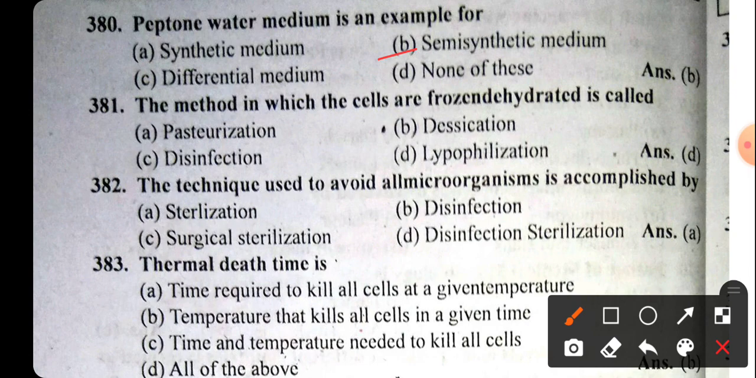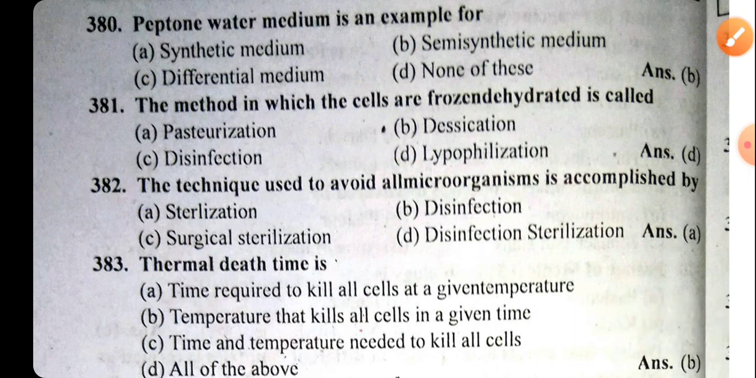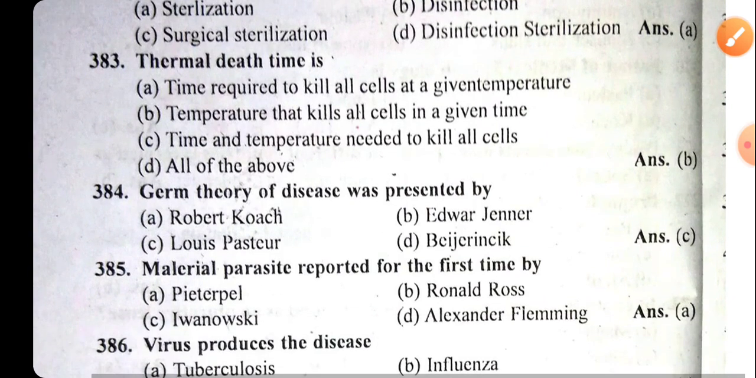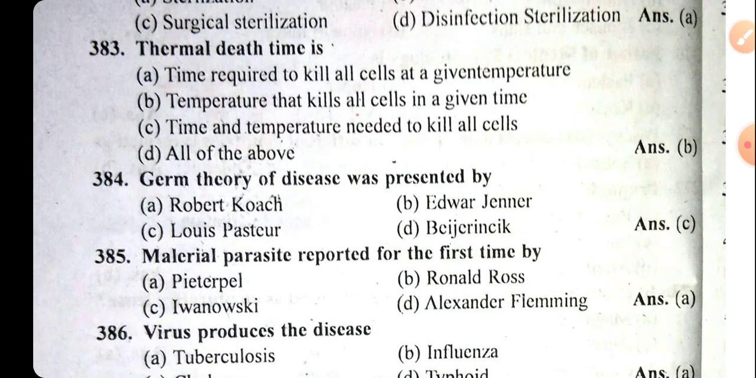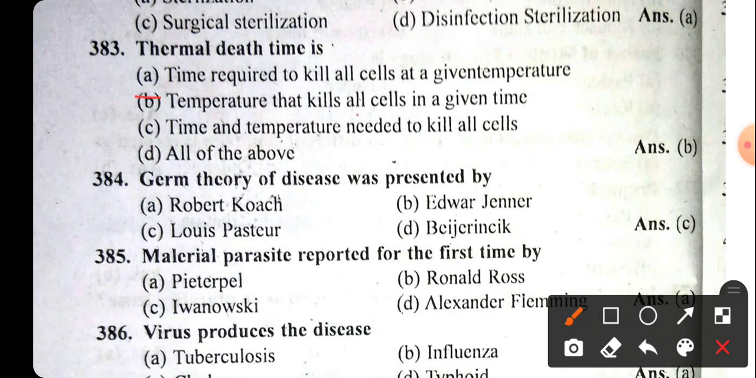The method in which the cells are frozen and dehydrated is called lyophilization, that is option D. The technique used to destroy all microorganisms is accomplished by option A, sterilization. Okay. Now the next question: thermal death time is option B, the temperature that kills all cells in a given time is termed the thermal death time.